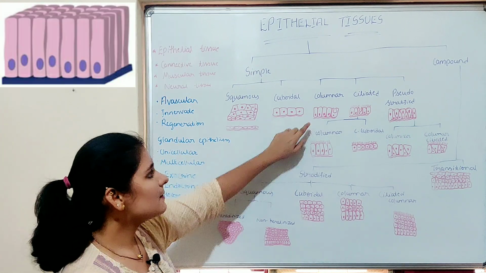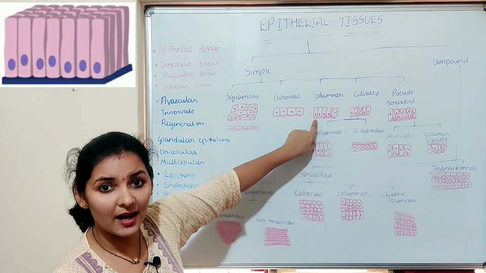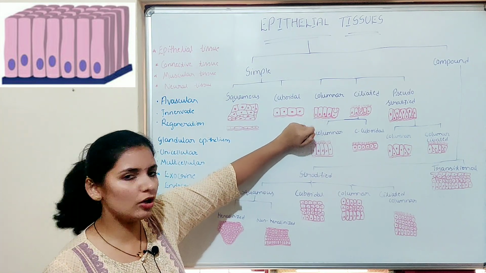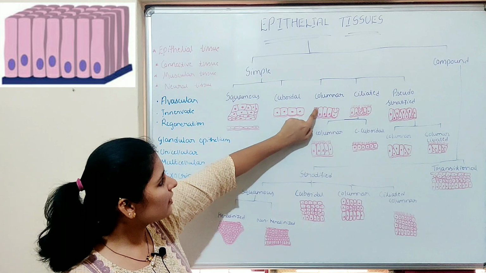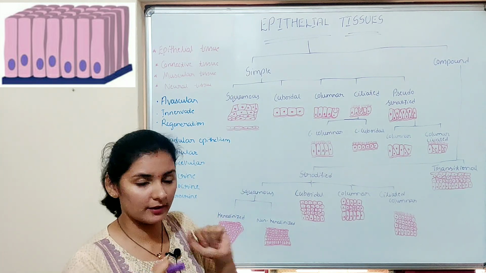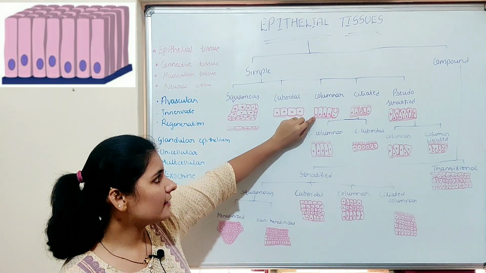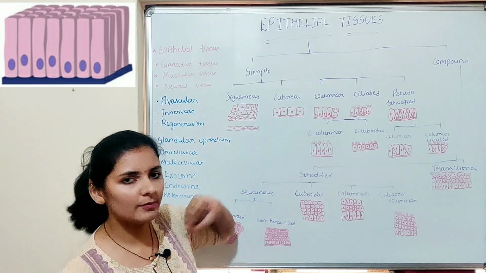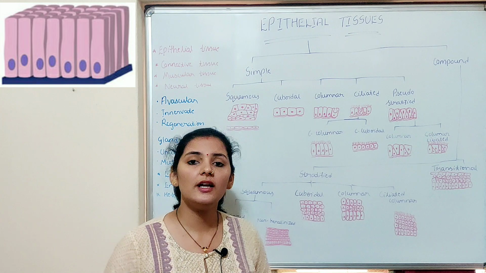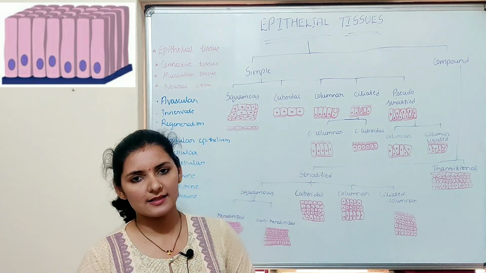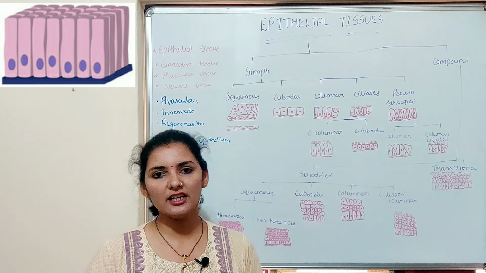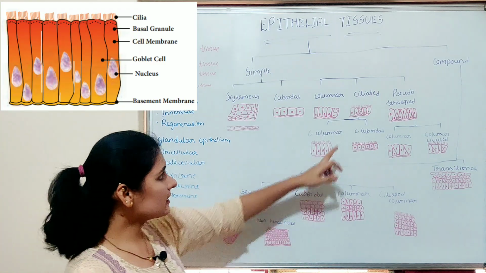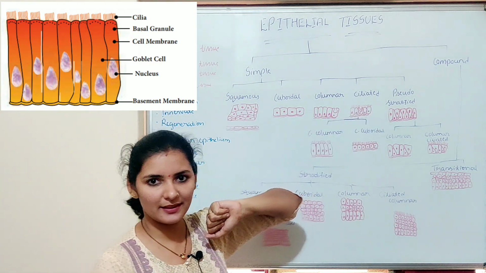Third type is simple columnar epithelium. As the name indicates, it is made up of tall, slender or column-like cells. The free surface of these cells is slightly broader, and it has an elongated single nucleus at the base of each cell. This simple columnar epithelium is commonly found in the walls of the stomach and intestine, and it performs functions like protection, secretion, absorption, etc. Next type is simple ciliated epithelium.